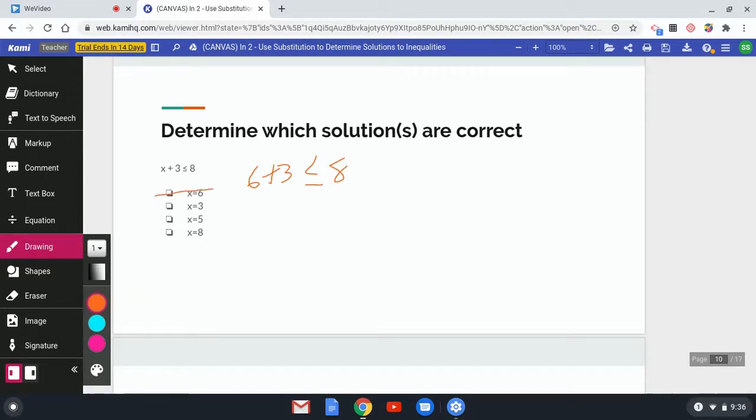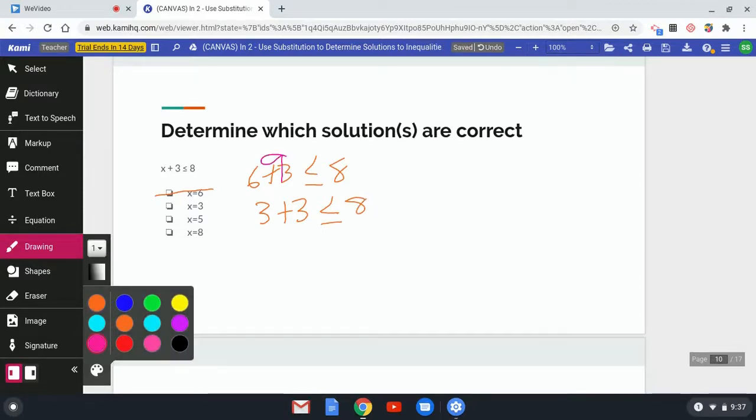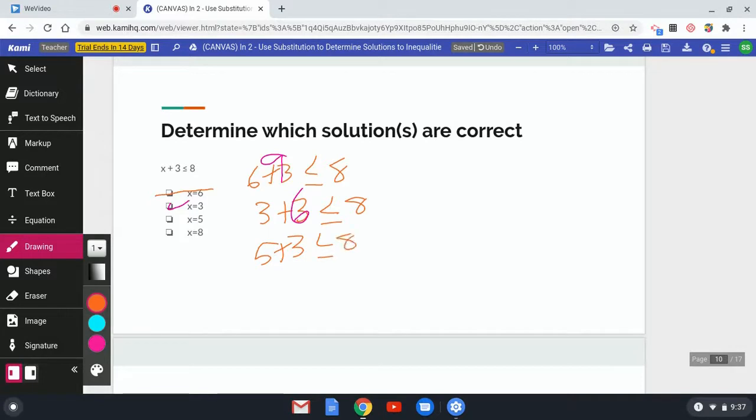Let's try 3. Now, you could do it in your head if you want, or you can do the work. 3 plus 3 is less than or equal to 8. Well, what's 3 plus 3? Is 6. Is 6 less than or equal to 8? Yep. Okay, so now let's do 5. 5 plus 3 less than or equal to 8. Well, what's 5 plus 3? 8. Is 8 less than or equal to 8?